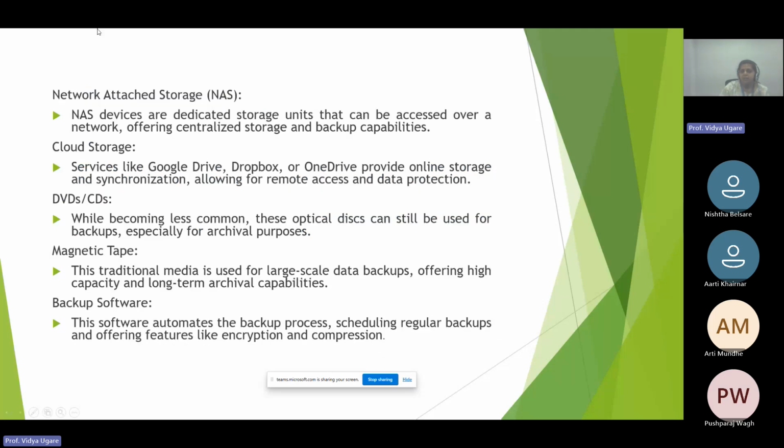And as I said, NAS, network attached storage, is also available nowadays, where you have a dedicated storage device which will do only the job of keeping the backup files.